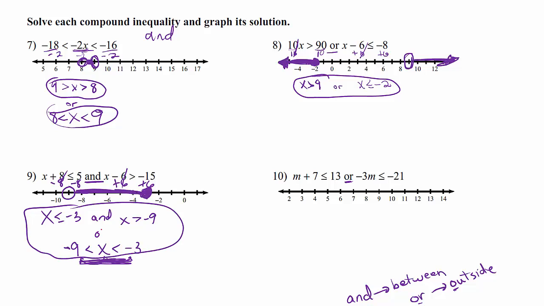What we can't do is this is or as in both of these answers work. You can't combine an or. So like on this problem, I would not want to put -2 is less than or equal to x is less than 9, because this implies that I'm shading between, and I'm not. So that's wrong. Don't do that. Don't ever do that.